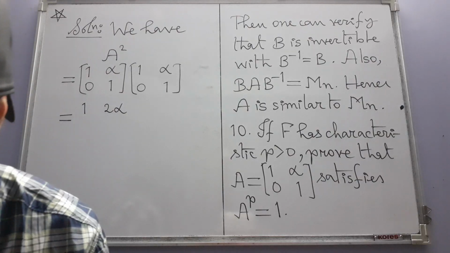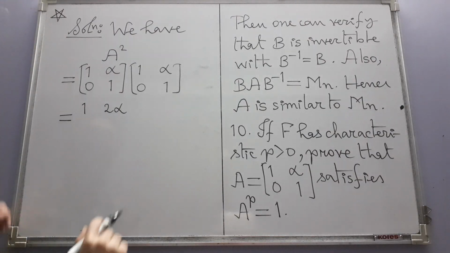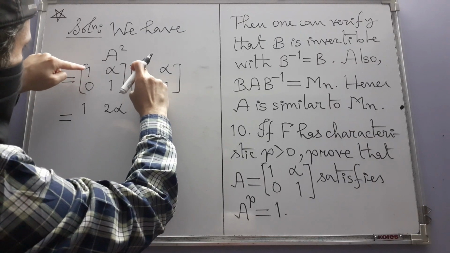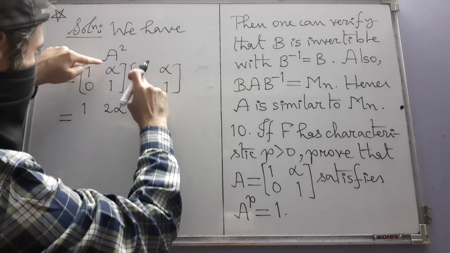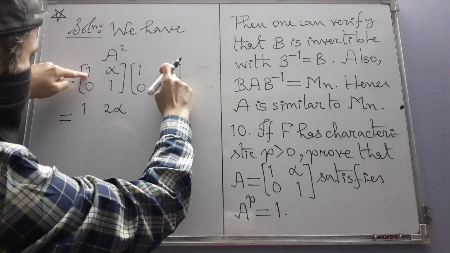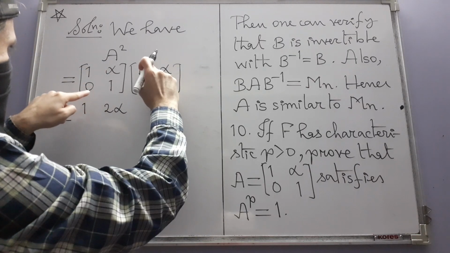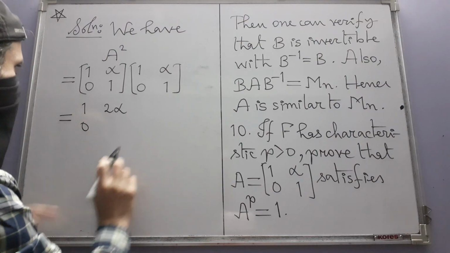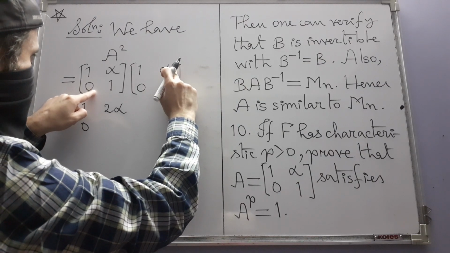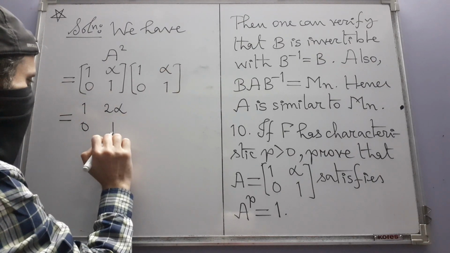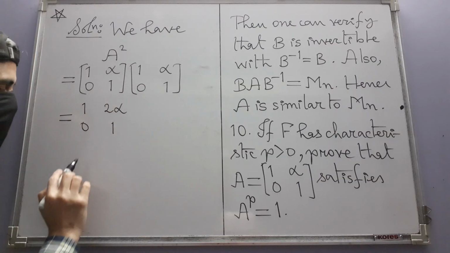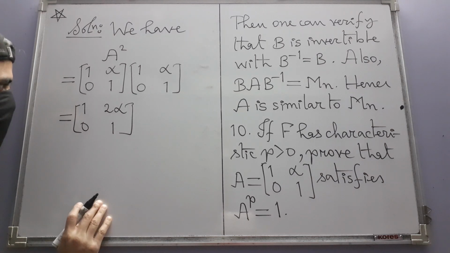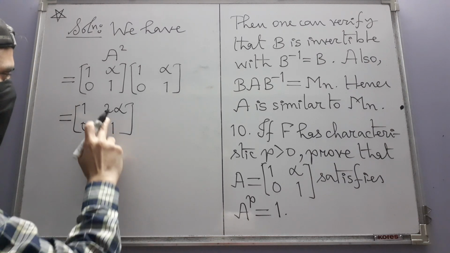Or if you use both of your hands, you can synchronize the row and columns like this. First row, first column, 1 times 1 plus alpha times 0. 1 times alpha plus alpha times 1, 2 alpha. Second row, first column, 0 times 1 plus 1 times 0 is 0. Second row, second column, 0 times alpha plus 1 times 1 is 1. So you see that these entries haven't changed, but this one has changed, and it's just the sum of these two entries, which are the same in this case, so 2 alpha.